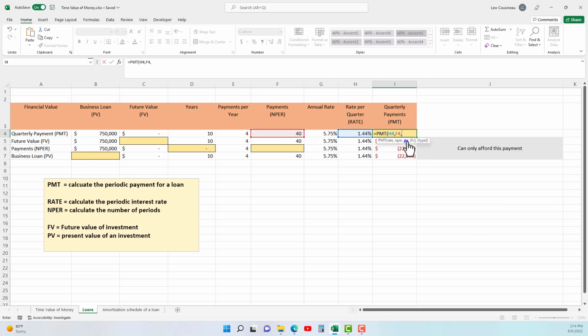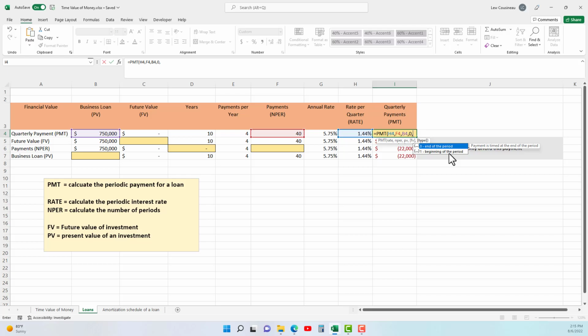Comma, what is the present value? The bank handed me $750,000 as part of a loan. Very nice, thank you. The future value is we're trying to pay it off to 0. And this is interesting. When we deal with investments, we tend to invest at the beginning of the period. When you deal with loans, you make your first payment at the end of the period.